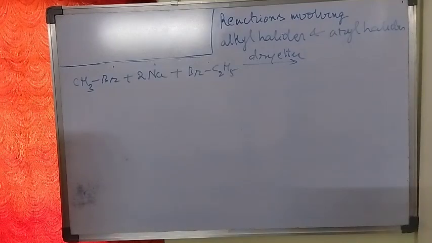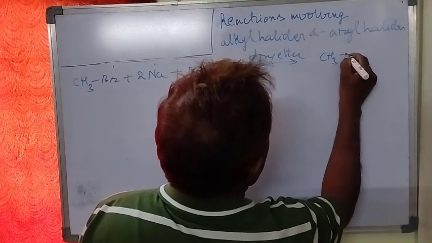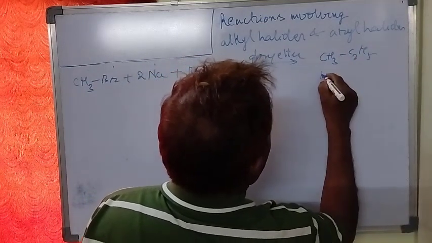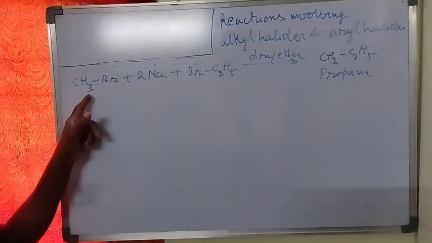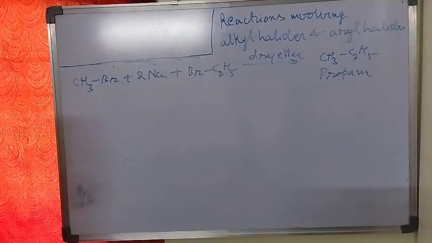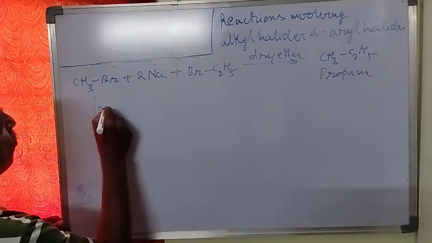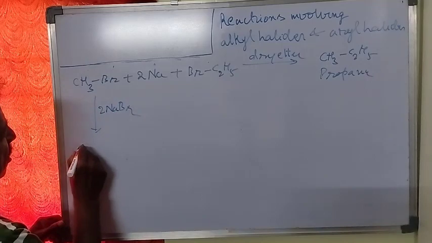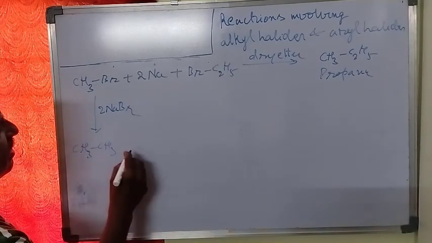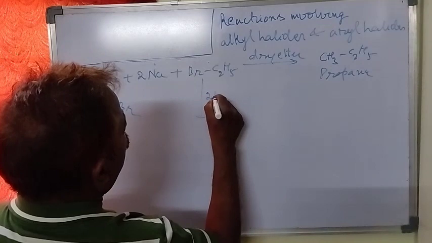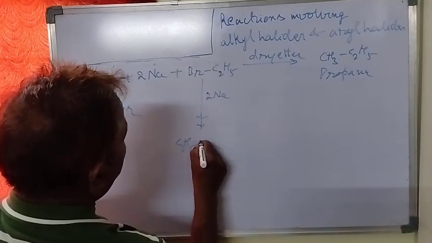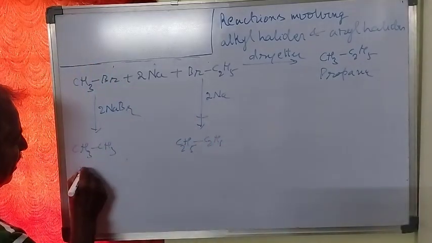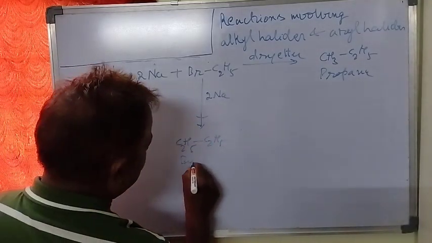What are the substances obtained? So we get CH3C2H5, this is propane. Not only this, there is a possibility of reacting two methyl bromide molecules also. So we get 2NaBr, and we get CH3CH3, ethane, and of course here 2Na, we get C2H5. So this is ethane, this is butane.